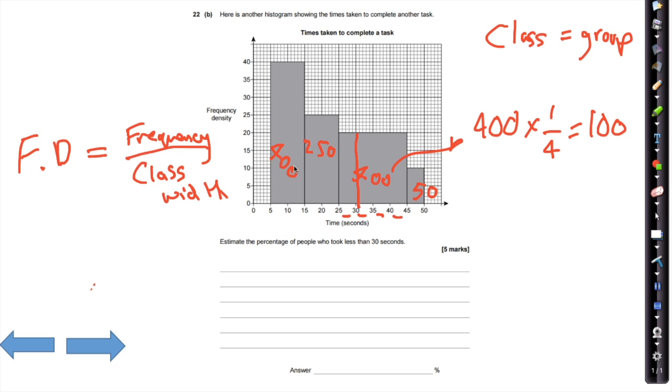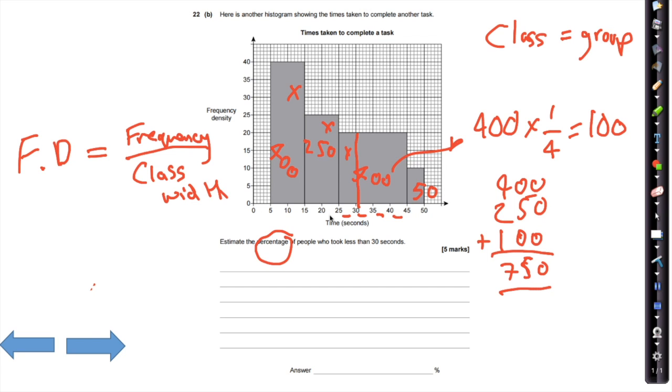So in total, how many people were less than 30 seconds is going to be 400 from here, 250 from here, 100 from here, and we're going to add them together. That will give you 750. If we want it as a percentage, though, of this amount, then we're going to need to know how many people there are in total. So if we add all these together, we're adding 400 to 250 to 400 to 50. That gives us a total of 1,100.